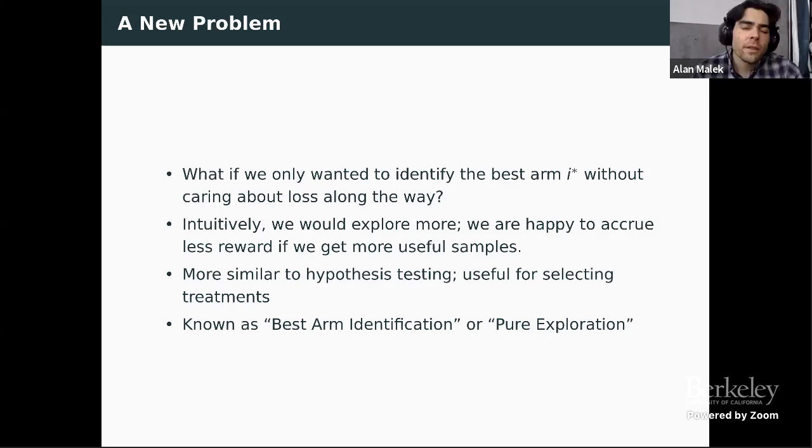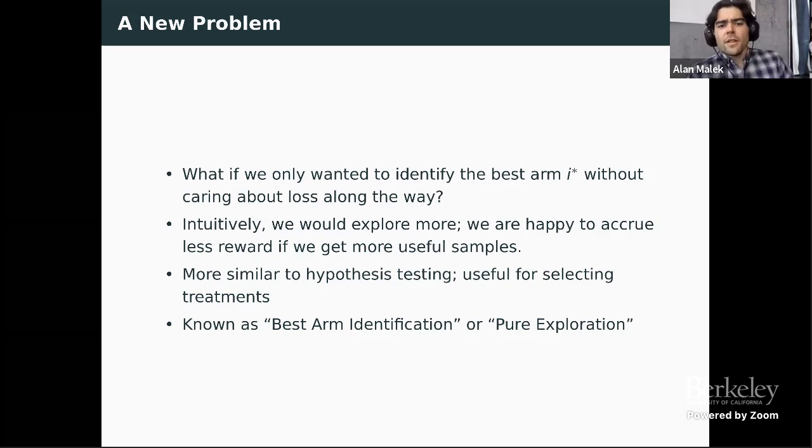And it's easy to motivate these sort of problems. So in that case, what should our algorithms look like? Right? We kind of want to explore more. So in the cumulative regret case, you tend not to pull arms you think are suboptimal. But in pure exploration, you kind of want to really make sure you're getting the optimal arm.